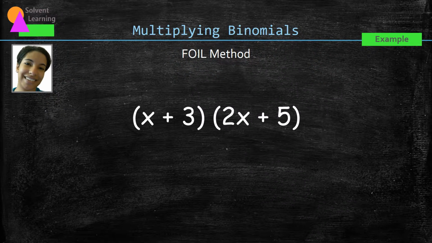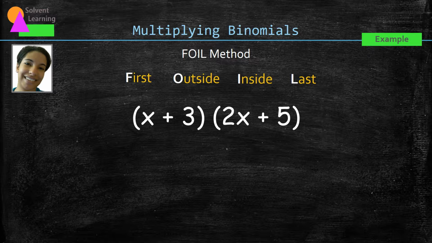Okay, another strategy that you can use when multiplying binomials is called the FOIL method. So we're going to take that same example, just applying the FOIL method. Now FOIL is an acronym that stands for first, outside, inside, and last. And it's a way of just reminding you of what terms you need to multiply together to make sure that you don't skip over anything.